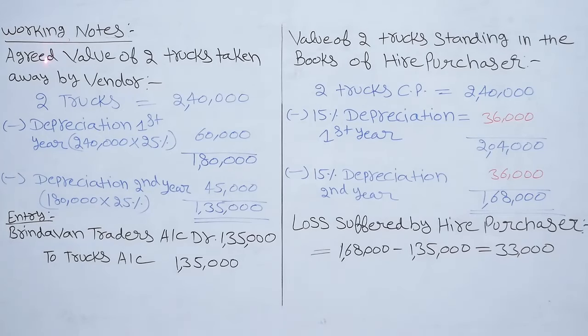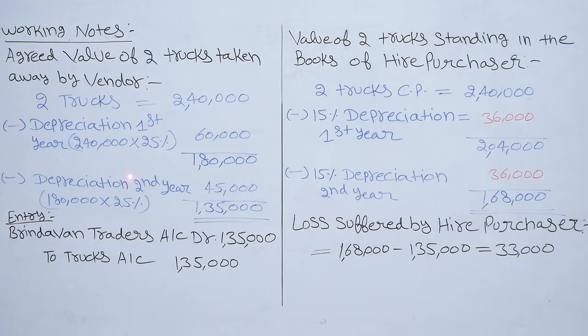Venus Agency fails to pay installment due on 31st December 2006. So Vrindavan Traders took away 2 trucks at cost less 25% depreciation on diminishing balance method. It is mentioned in the question. So one truck value is 1,20,000. So 1,20,000 into 2 is equal to 2,40,000.